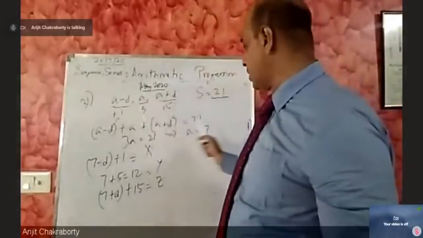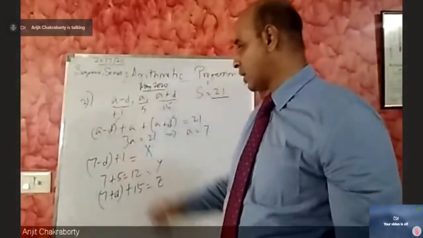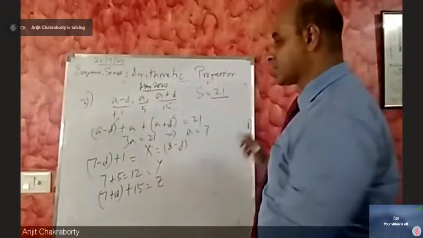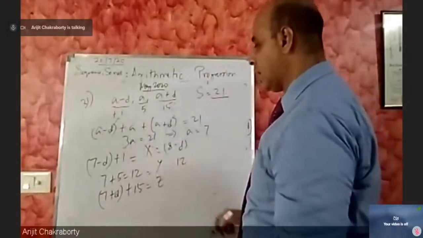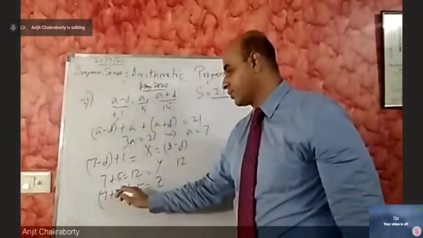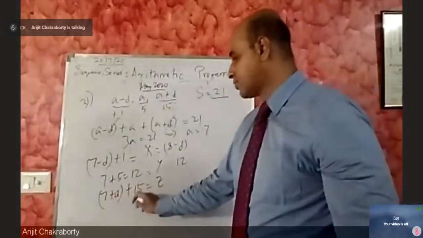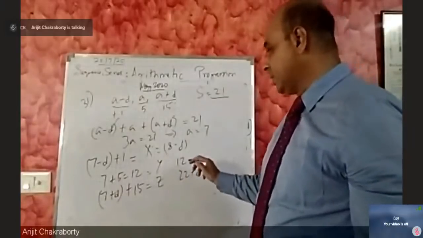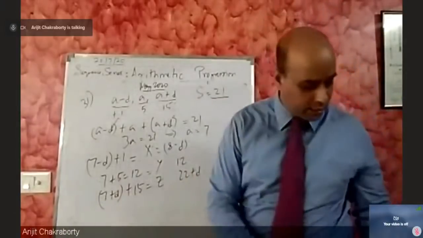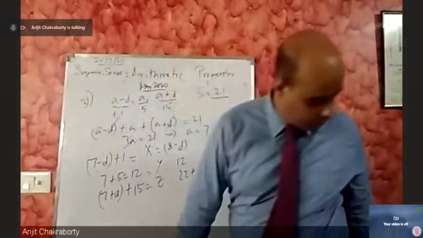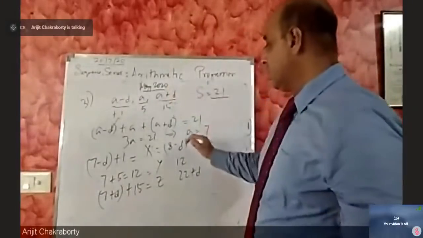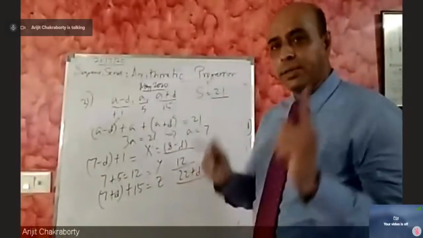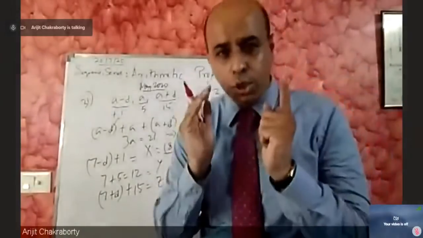So the first number is 7 minus D plus 1. That means it is actually 8 minus D. The second number is 12. And the third number is 7 plus D plus 15. That is 15 plus 7, 22 plus D. So these three numbers, I am underlining the numbers now: 8 minus D, 12 and 22 plus D. These three numbers should be in a GP.